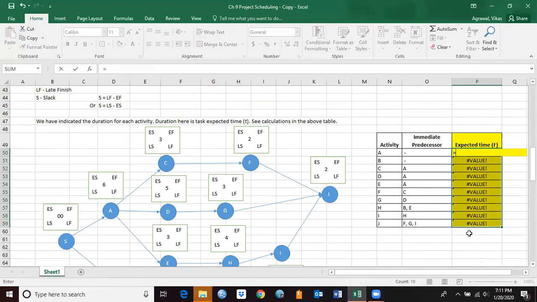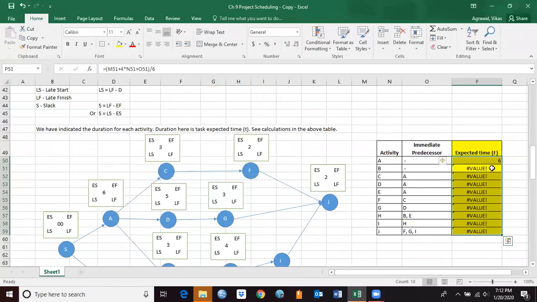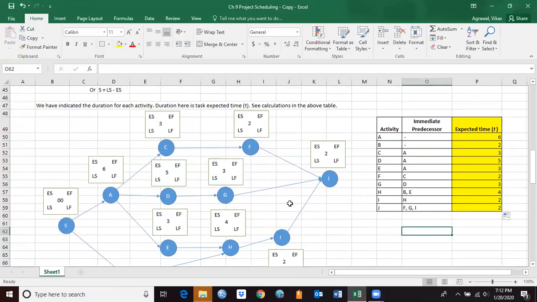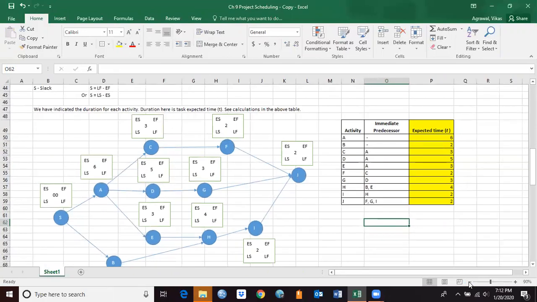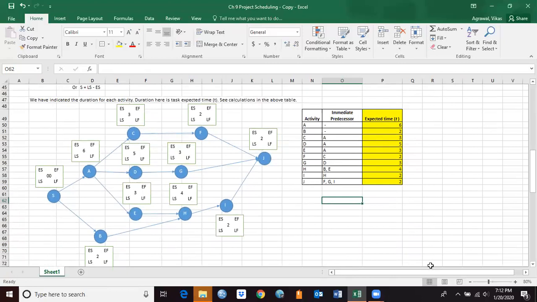Okay, so here I'm just going to pass on the reference here, and these are the expected times and these are the activities we're going to use, and probably we can use it here. Okay, so you can see everything here. For each activity, let's see how we're going to draw the network diagram first.